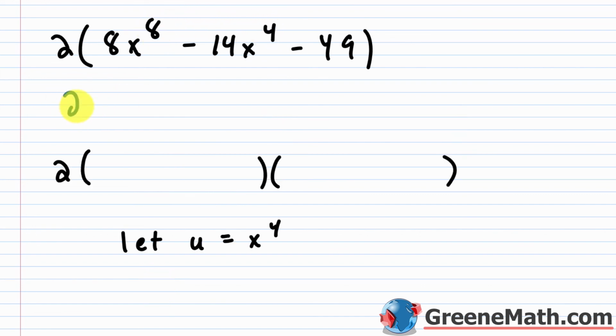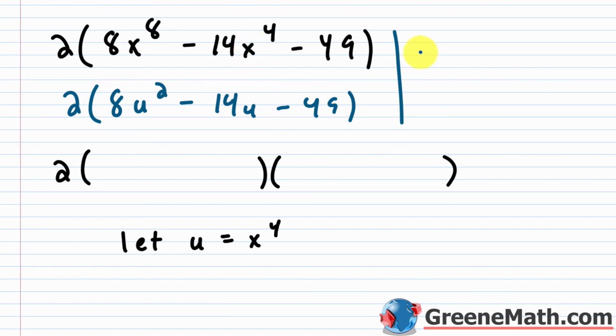I'll change colors. I'm going to put 2 times the quantity 8u squared minus 14u, and then minus 49. And the idea here is that u is going to be x to the 4th power, right? Something that's the smallest guy. So let u be equal to x to the 4th power. We'll back substitute in a moment. So for 8, I have 1 and 8, or 2 and 4. And for 49, I have 7 times 7. So that makes this ideal to use reverse FOIL.